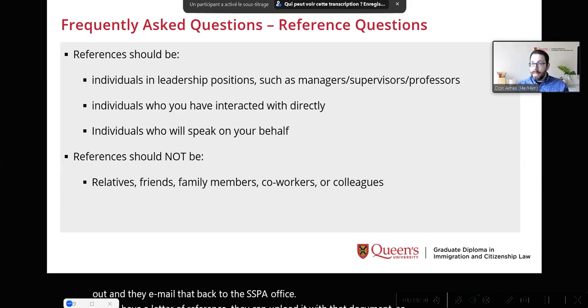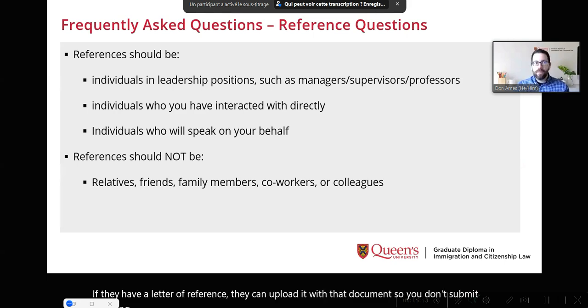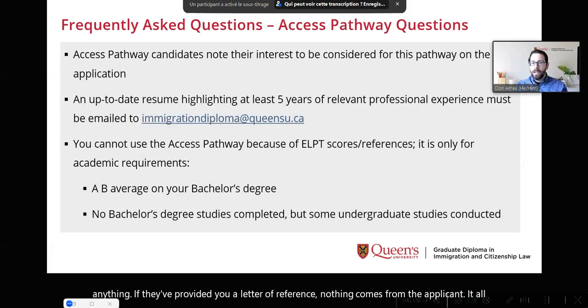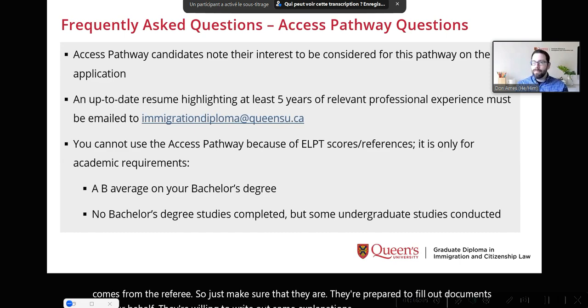So you don't submit anything. If they've provided you a letter of reference, nothing comes from the applicant. It all comes from the referee. So just make sure that they're prepared to fill out documents on your behalf. They're willing to write out some explanations. We don't just want to see blank reference forms, just kind of, I did my due diligence and here it is. Find references that are going to provide really good references for you. It's an important component of the application process.